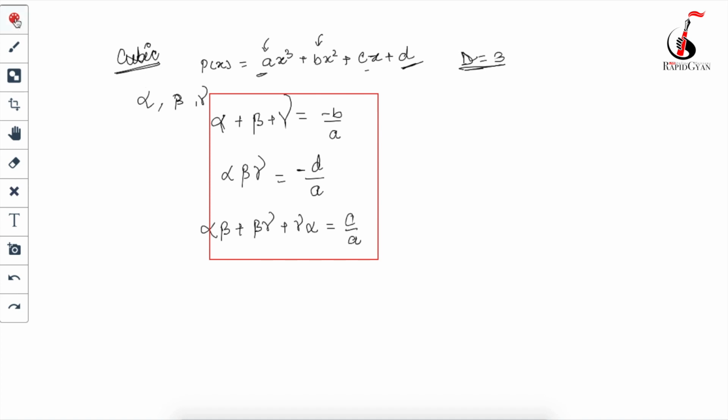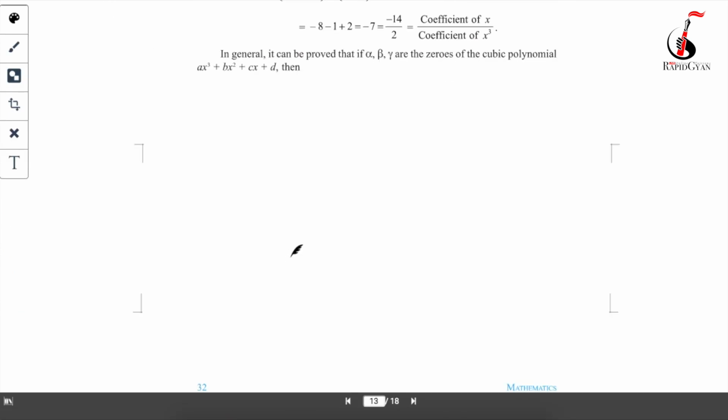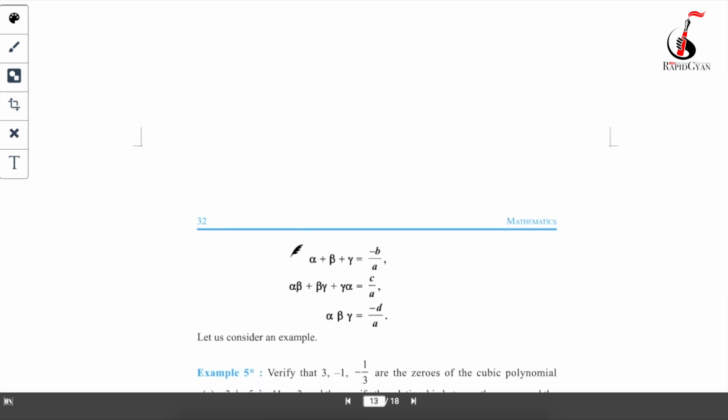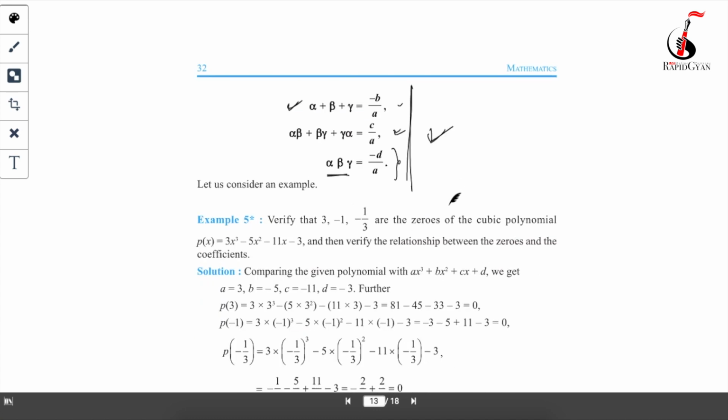I hope you know how to solve a quadratic equation and how to solve a cubic equation. I will go with an example, and I will take the example from your book only. So if you come here, you will see that alpha plus beta plus gamma is equal to minus b upon a, alpha beta plus beta gamma plus gamma alpha is equal to c upon a, and the product of the roots is minus d upon a. You will have to memorize this. This is very important.